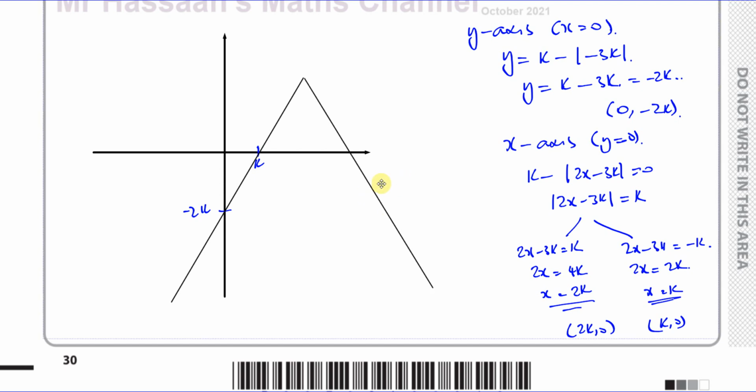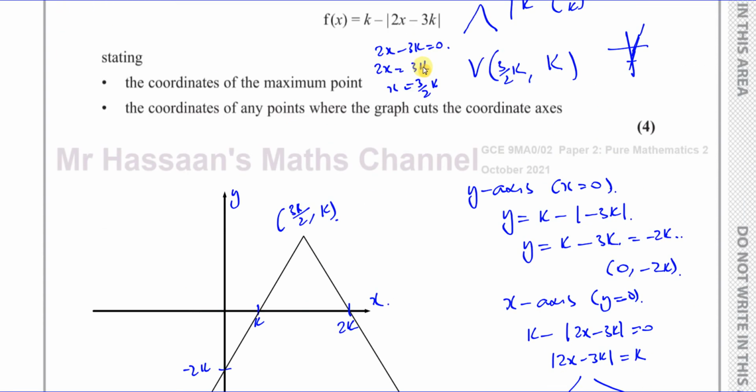Make sure that it's meeting there. Okay. So that's k, and that's 2k, and that's the vertex, which is 3k over 2 and k. Right, so this is your y-axis, this is your x-axis, and this is our graph of f of x. y equals f of x, which is what this is called.